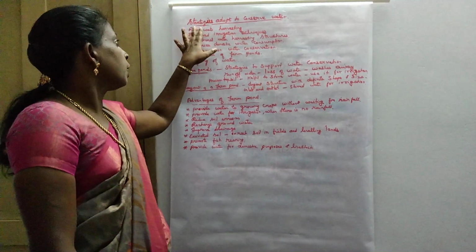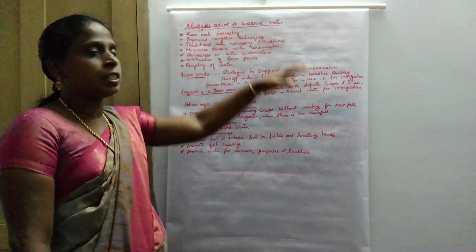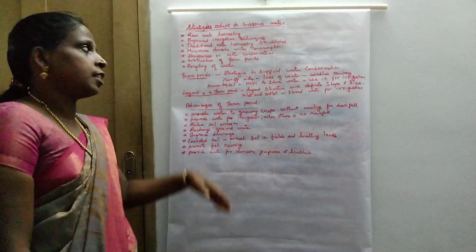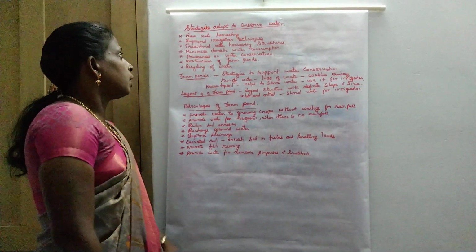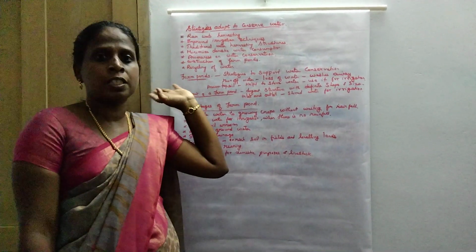The next heading is strategies adopted to conserve water. See, how can we conserve the water? The first one is rainwater harvesting system.